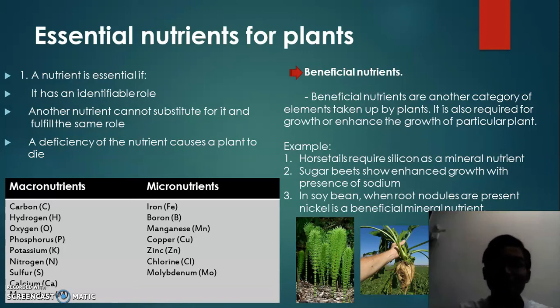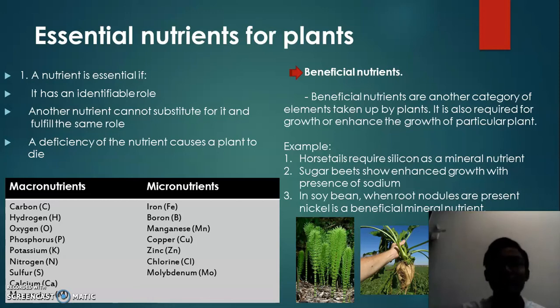First, a nutrient is essential if it has an identifiable role. Second, another nutrient cannot substitute for it and fulfill the same role. And the last one is a deficiency of the nutrient causes a plant to die.